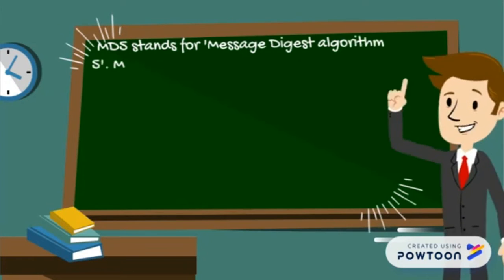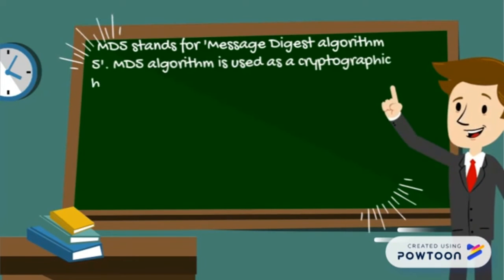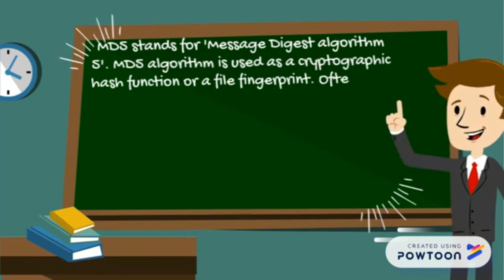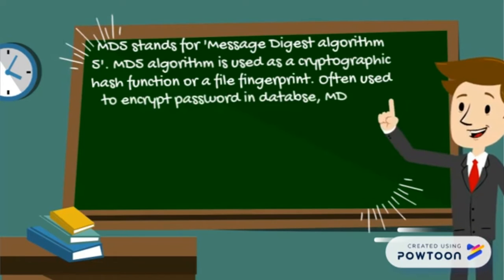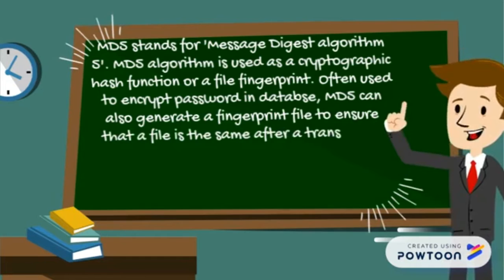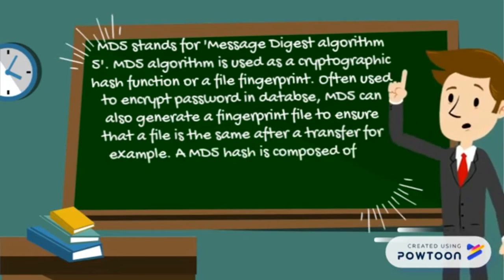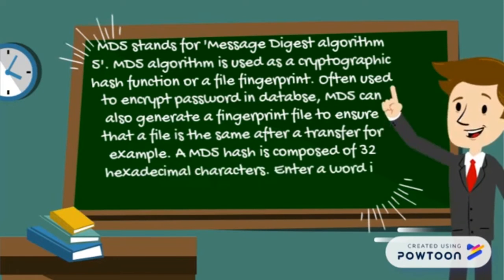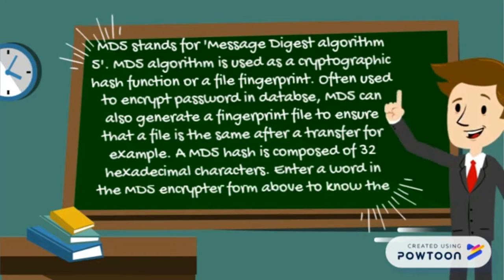MD5 stands for Message Digest Algorithm 5. The MD5 algorithm is used as a cryptographic hash function or a file fingerprint, often used to encrypt passwords in a database. MD5 can also generate a fingerprint file to ensure that the file is the same after a transfer, for example.